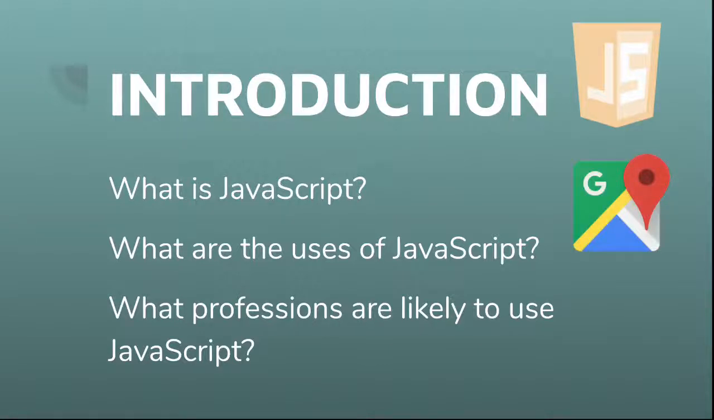What are the uses? It's used as a client-side scripting language, meaning its code is written into an HTML page. Some applications you can build using JavaScript are websites, web applications such as Google Maps, and mobile applications for non-web extents.